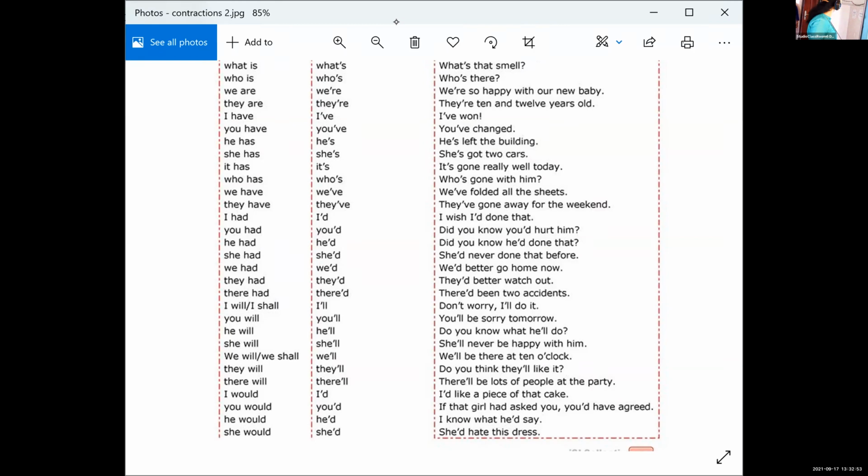Gautam? Ma'am. Yes. After that, 2 questions. Did you know you'd hurt him? Did you know he'd done that? After that. She'd never done that before. Very good. Don't say "she had". Had is not there. Instead of had, a contraction has been used. So how will you read that? She'd never done that before.